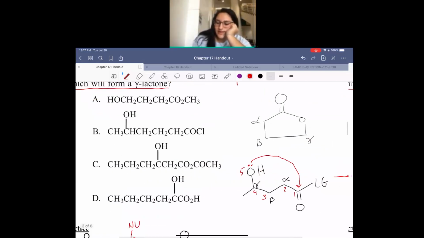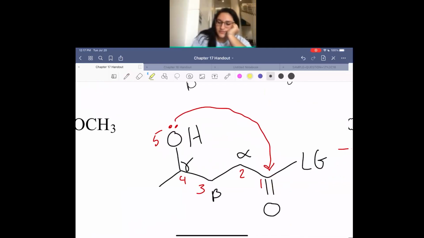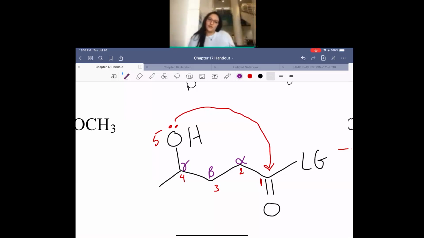And the way we do that is we start at the carbonyl and we're going to number backwards. So the carbonyl carbon is number 1, 2, 3, 4, 5. Or the easier way to do it, in my opinion, is alpha is the carbon next to the carbonyl, then beta, then gamma. And in order to form a gamma lactone, you have to have an OH on the gamma position.